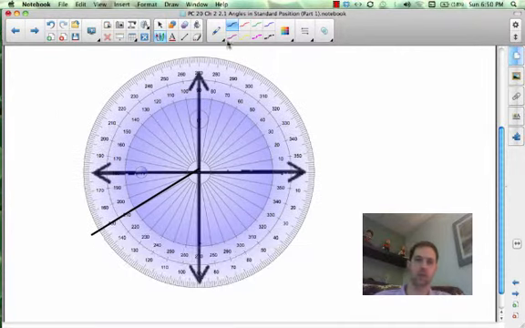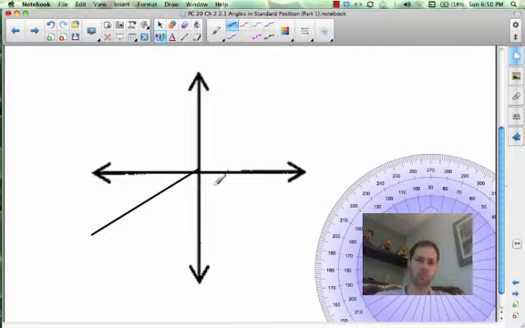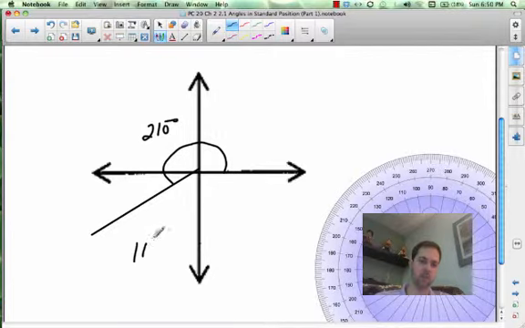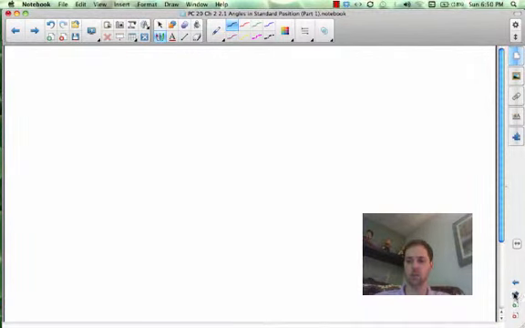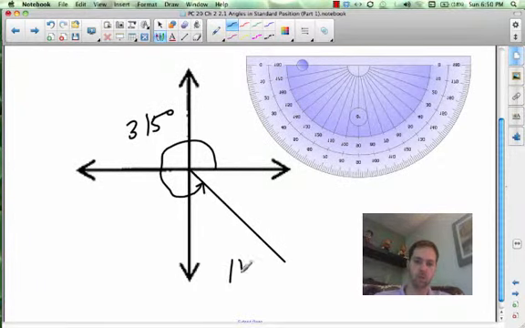210 degrees, and again we still have the angle drawn here. And since this is a positive angle, again it starts here, goes around there, 210 degrees, and it terminates down here in quadrant 3. And finally this one, 315 degrees, it terminates down in the bottom right, which we know of course is quadrant 4.